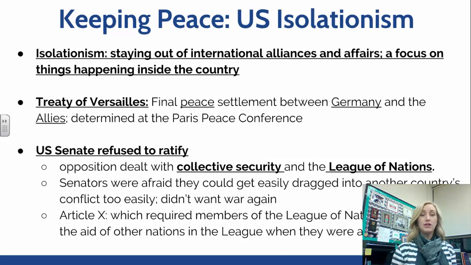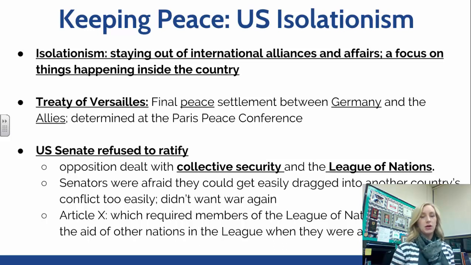Their opposition dealt with collective security in the League of Nations. That's where their animosity and their problem lied. Senators were afraid they could get dragged into another country's conflict too easily. They didn't want war again, right? So they thought, we need to not tie ourselves or obligate ourselves to get involved in other people's drama. So why would we sign this? Because that's what this piece of paper is going to do. It's going to obligate us by law to get involved.